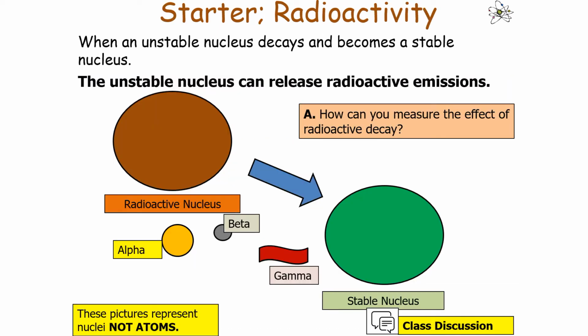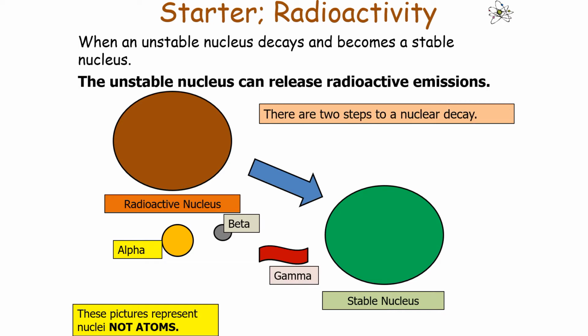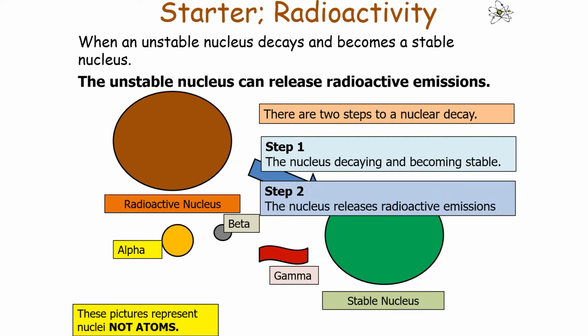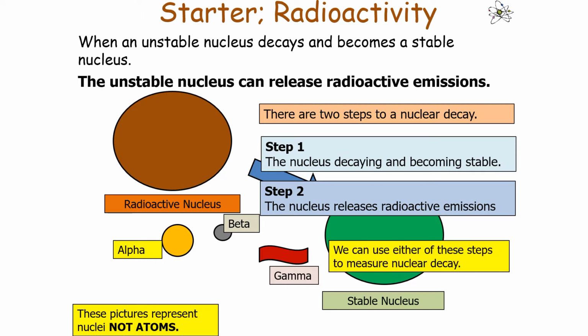So when an unstable nucleus decays and becomes stable, the unstable nucleus can release radioactive emissions. But how do you measure the effect of this radioactive decay? Well, there are two steps to a nuclear decay. The first step is the nucleus decaying and becoming stable. The second step is the nucleus releasing radioactive emission. Now we can use either of these steps to measure the rate of nuclear decay.